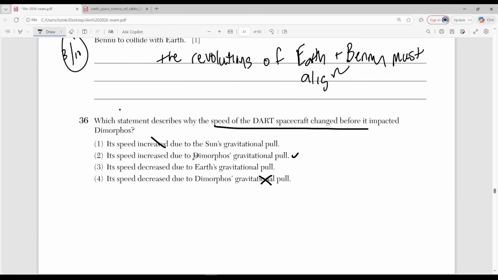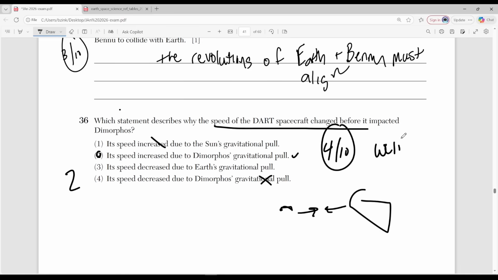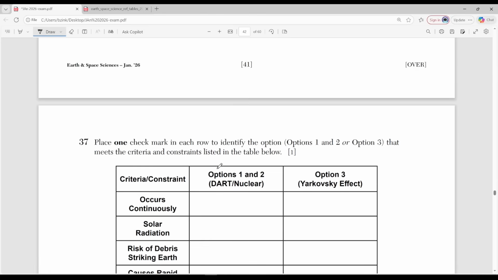I would say it's 2, because you got your little rocket ship and you got your asteroid, and as they come closer to each other, this thing's going to start pulling it towards it. So I'm going to say 2. But this again, like, this question is weird. 4 out of 10, weird. I don't like these last like 4 questions so far. I think they're all bad.